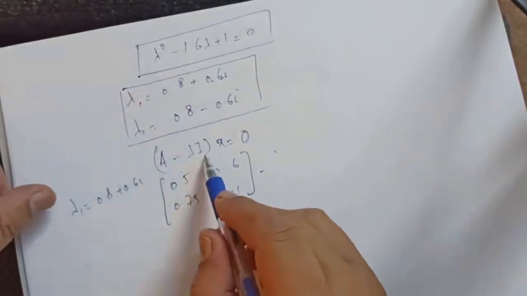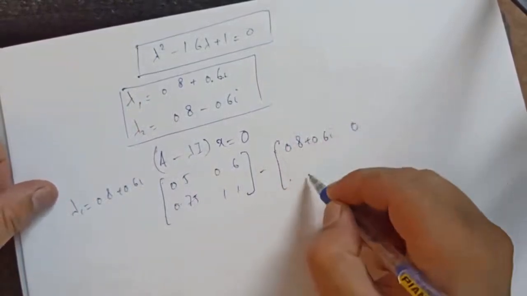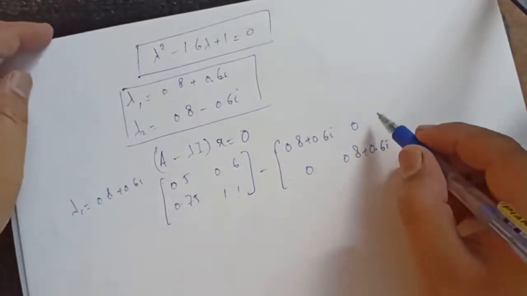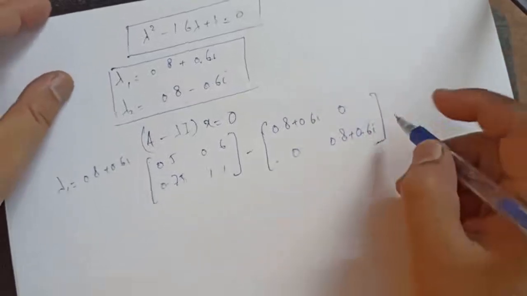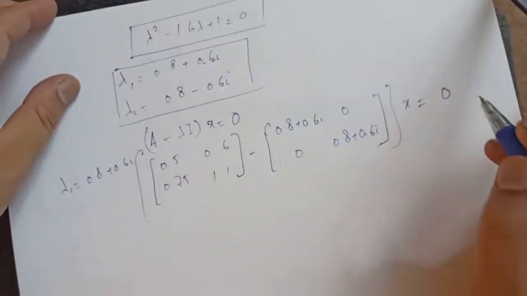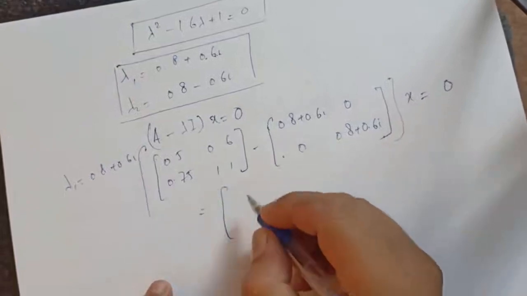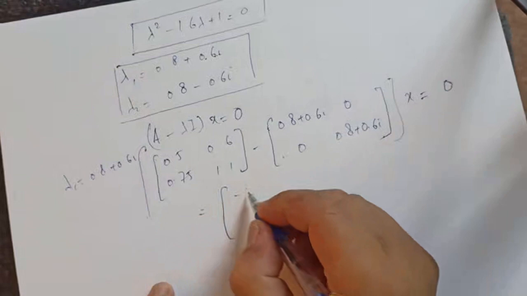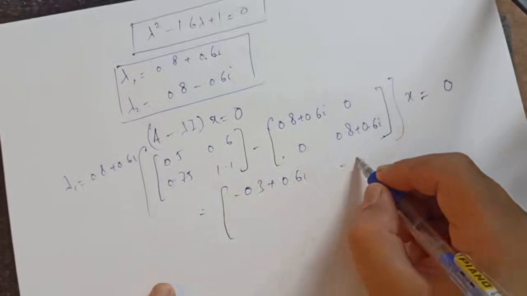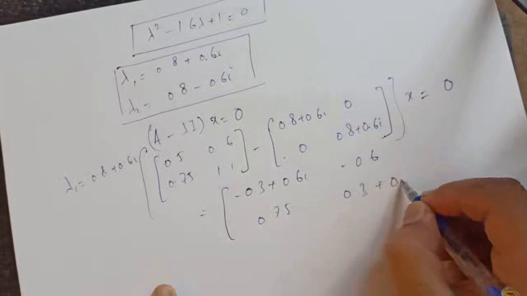If I multiply lambda with the identity, I will have this kind of matrix: 0.8 plus 0.6i, 0, 0, and 0.8 plus 0.6i. Of course that should be multiplied by x and should equal 0. Now if I solve this equation over here, after the matrix subtraction it becomes minus 0.3 plus 0.6i, and minus 0.6, and 0.75, and 0.3 plus 0.6i.